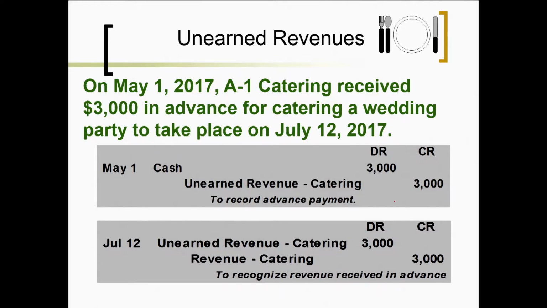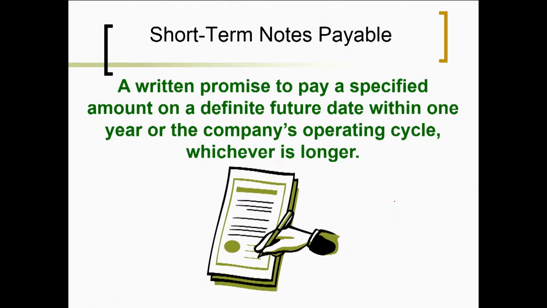Last subject, and that is short-term notes payable. What is short-term notes payable? Well, you're going to go, gosh, didn't we already go over this? Yeah, we really did at the end of chapter 9 when we talked about short-term notes receivable. A lot of this is the same concept, except we are now on the payable side of it. It is a written promise to pay a specified amount on a definite future date within 1 year or the company's operating cycle, whichever is longer. I'd rather you just concentrate on within 1 year, okay?